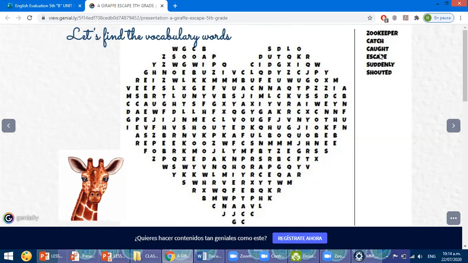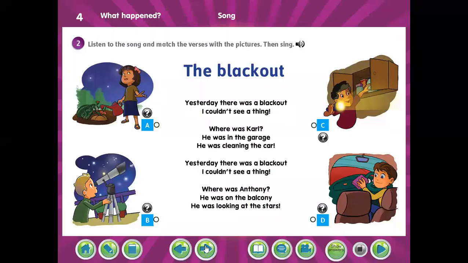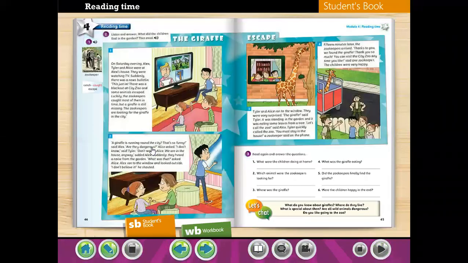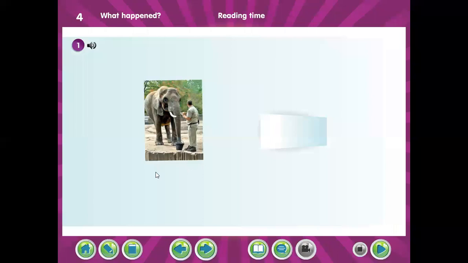Teacher, what is zookeeper? Zookeeper is the person who takes care of the animals in the zoo. It's the person who cleans the animals and feeds the animals in the zoo. That is the zookeeper.